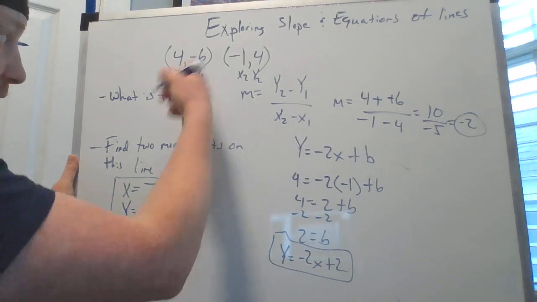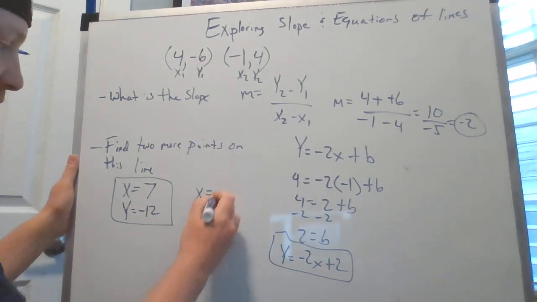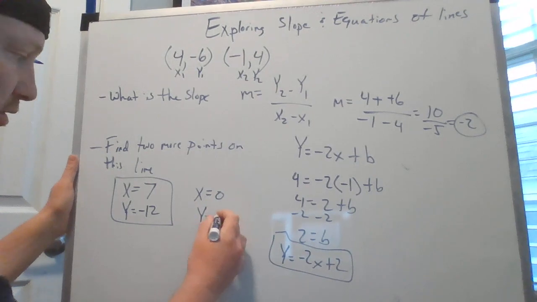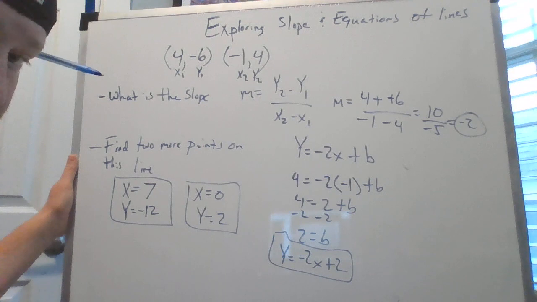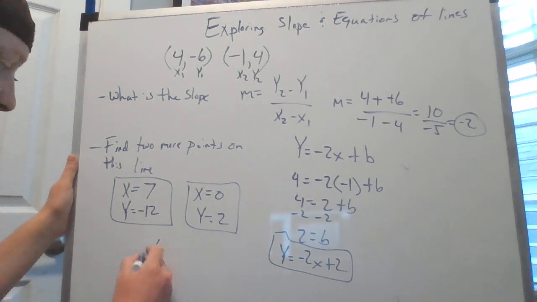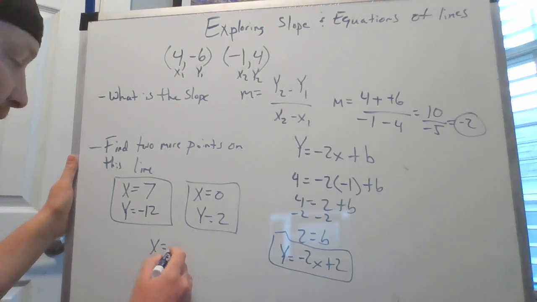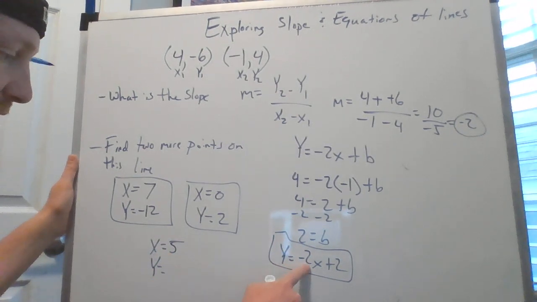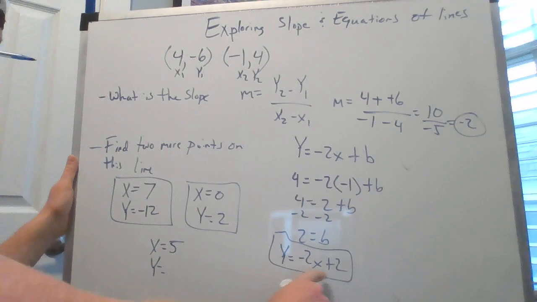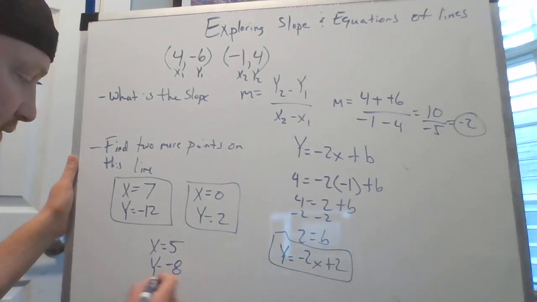There's another point. Let's do an easy one. They haven't used 0 yet. When x equals 0, y equals 2. You can keep on going. You're doing basic substitution to answer these questions. When x equals, let's say, 5, y equals 5 times negative 2 is negative 10. Negative 10 plus 2 is negative 8.